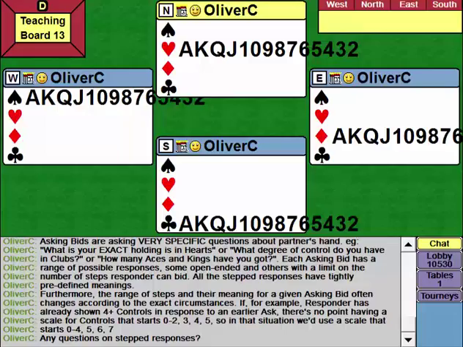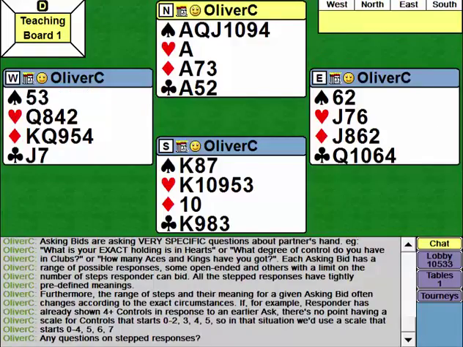Let me find an example just to give you an idea. Okay, so here we have a hand. North is going to open one club, which is any 16 plus, almost.